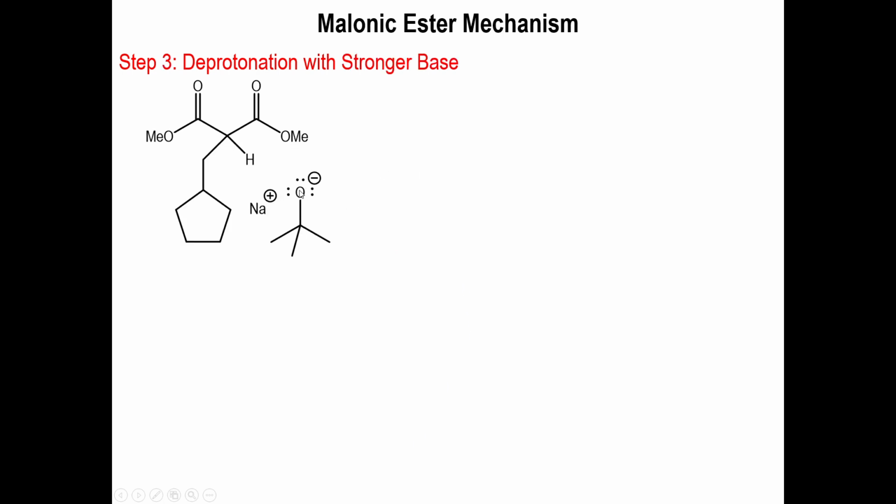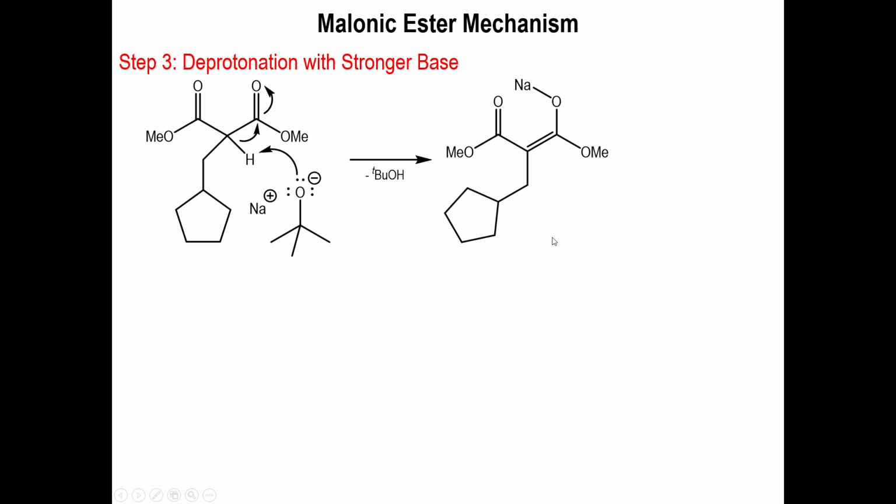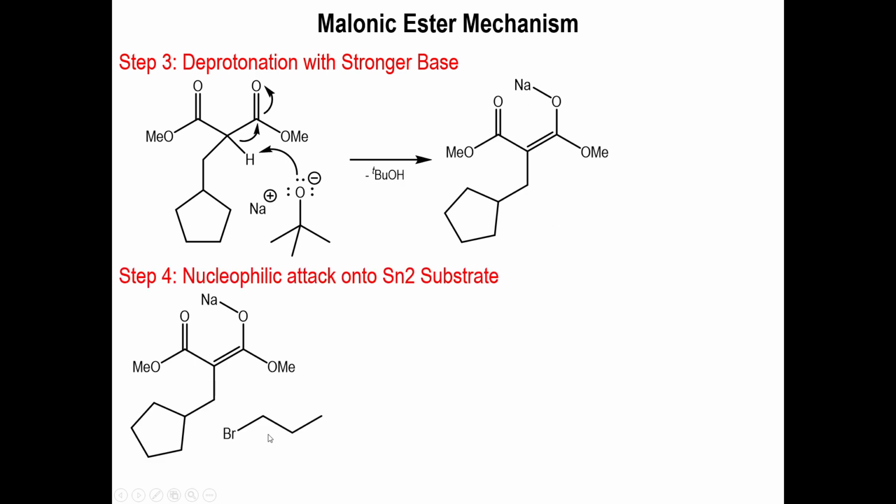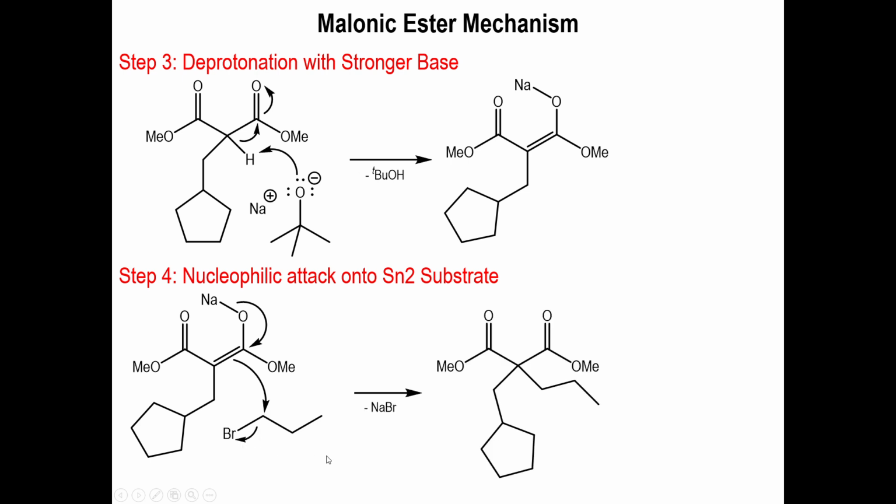Okay, then you bring in your second base, which could be a slightly bulkier base, to ensure that this fully gets deprotonated. So you deprotonate that hydrogen, you reform the enolate, and then you introduce the second alkyl halide. So the carbonyl gets reestablished, the pi bond attacks your electrophilic carbon, the leaving group takes off, and you get to your final dialkylated malonate derivative.